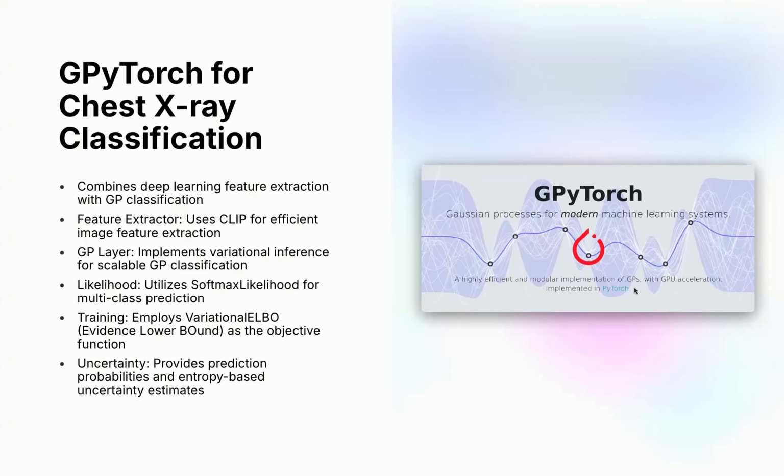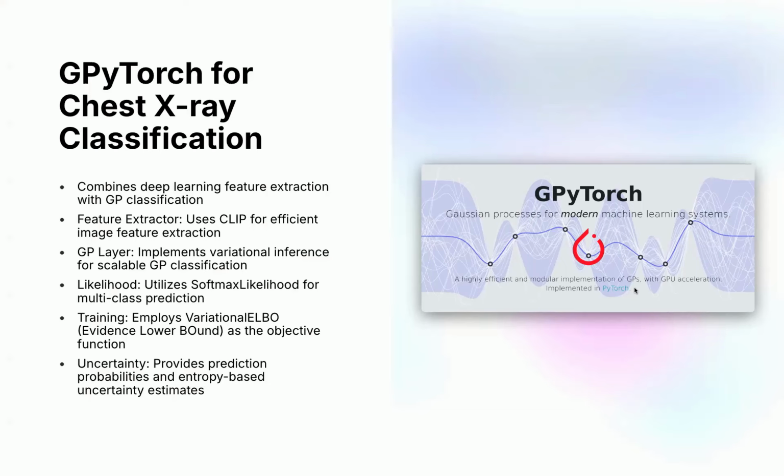GPyTorch is a deep neural net framework for implementing Bayesian methods. It's a way to implement Gaussian processes for modern machine learning systems. It's a very useful and scalable technique, which can be applied very simply. So if you are familiar with utilizing PyTorch, it's extremely easy to switch to utilizing GPyTorch for Gaussian process-based predictions. So it combines deep learning feature extraction with GP classification.